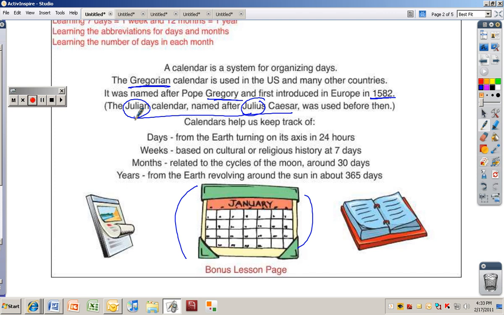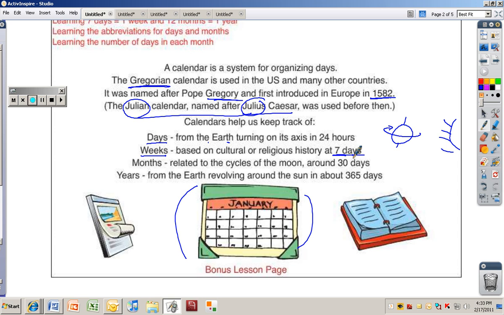Calendars help us keep track of days, from the Earth turning on its axis in 24 hours. Here's the Earth, and the sun's over here. Every time it spins around, that's 1 day, 24 hours. It also keeps track of weeks, based on cultural or religious history at 7 days. So that is from our history that we do it in 7 days. Why not 8 days in a week or 10 days in a week? Well, it's just based on our past.